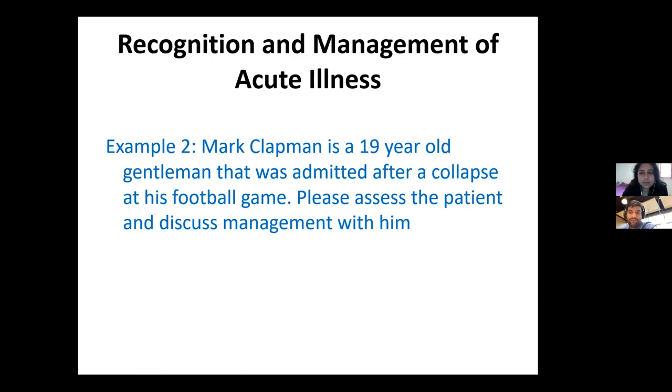So this would be option number 2. We have to assess the patient, do investigation, and discuss the management with the examiner most likely. That's what I would think.